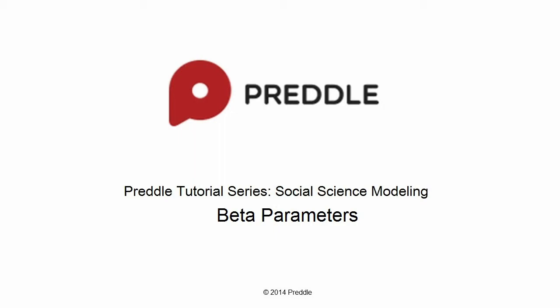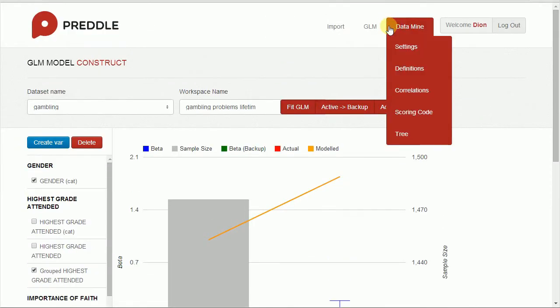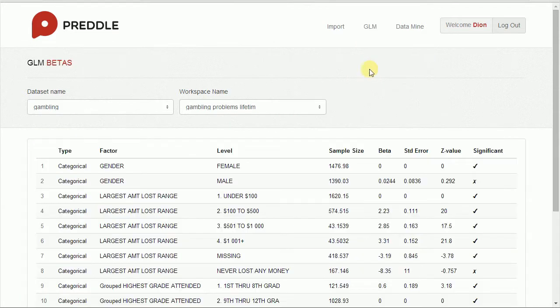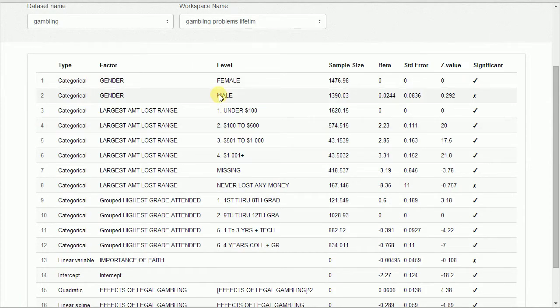Let's move to the beta screen by clicking this link in the top menu. Every beta coefficient from the model is shown in this table. For gender, we have 0.0244 for males. We have the weighted sample size in that band in this column, the estimated beta and the standard error of that beta estimate.